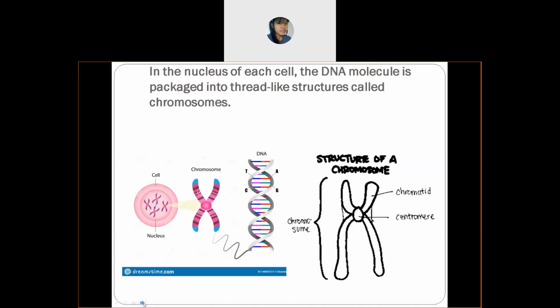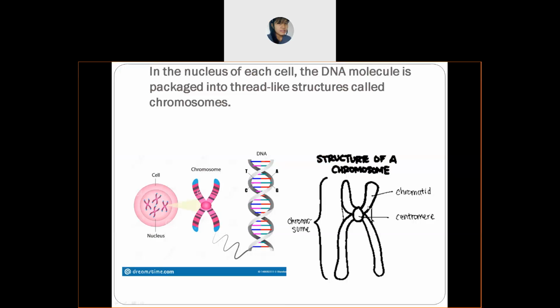Now let's see the eukaryotic cell. In the eukaryotic cell, you will get a nucleus. This is the nucleus, and in the nucleus, you will be getting chromosomes. These chromosomes are thread-like structures, and in these chromosomes, again, you will be getting DNA. DNA we will discuss in the next slide. So this is the structure of a chromosome.